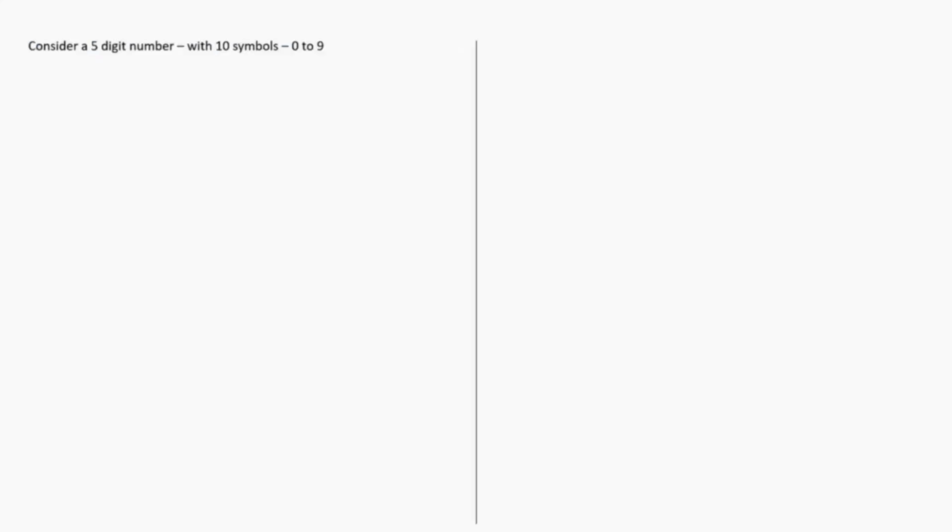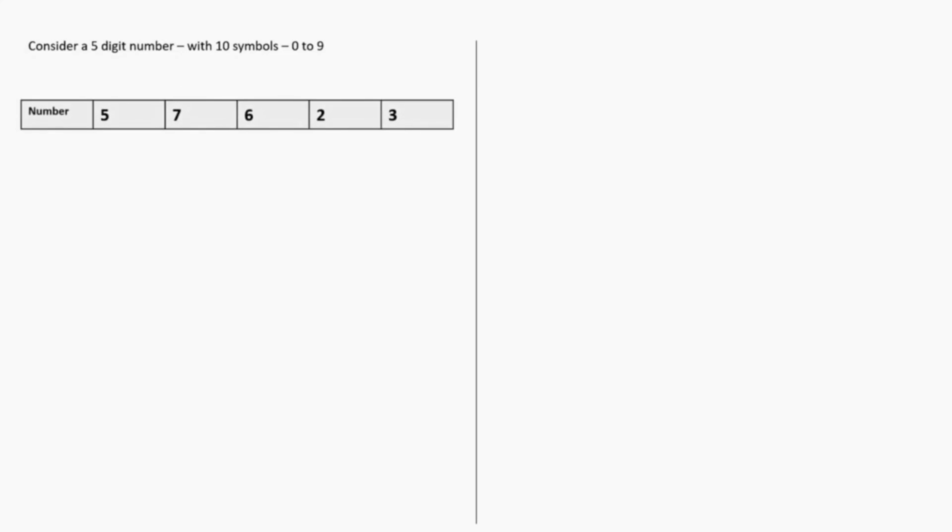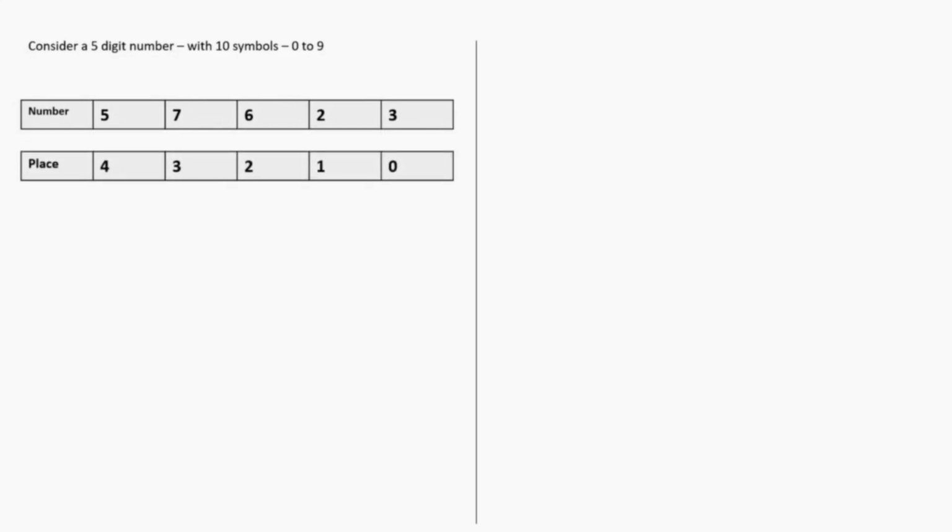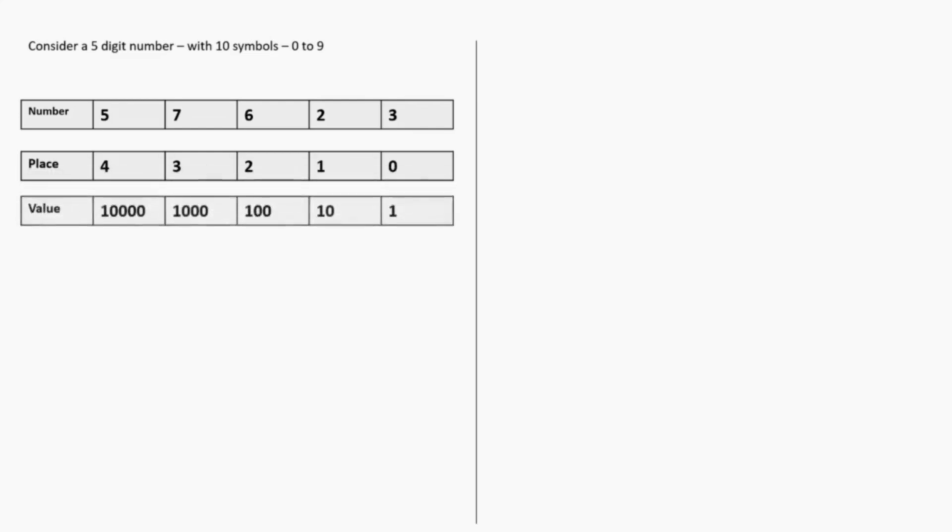Okay, so let's consider a 5-digit number with symbols 0 to 9. This is our first system, our challenger system. Let's take a random number, 57623, which is a 5-digit number. Now each and every digit we have to call by a place number so that we can refer to it. Since we have the numbers from 0 to 9, let's call the first place 0. We normally count 1, 2, 3, 4, but here we have to give a name to a place and we have 10 symbols, 0 to 9. So let's start with 0. The rightmost is 0 and then 1, 2, 3, 4, right? So that we can refer to it.